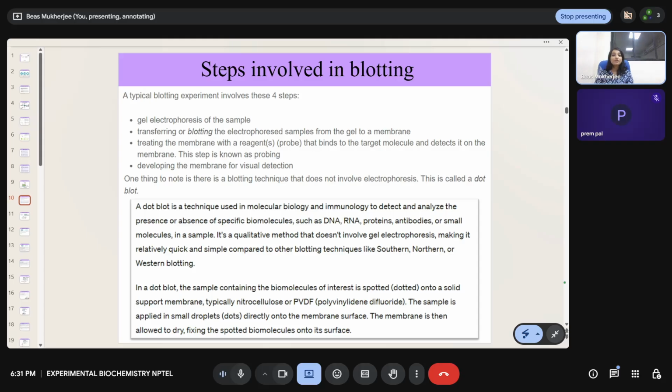Okay, now in a dot blot, the sample containing the biomolecule of interest is spotted. What is spotting? Dotted. Small dots are made onto a solid support membrane, for example PVDF membrane or NCM membrane. The sample is applied in small sample dots directly onto the membrane, and the membrane is then allowed to dry, fixing the spotted biomolecules on its surface. Then what happens? Let's see what happens next.